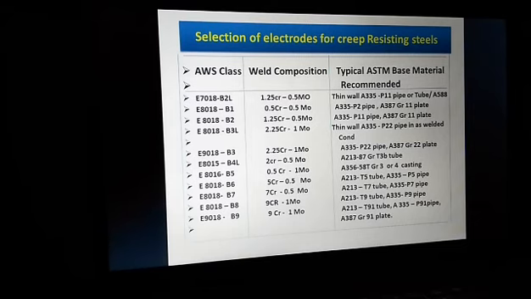Selection of electrode for creep resistant steel. E7018B2L, the weld composition 1.25 chrome, half moly, for thin wall A335 P11 pipe or tube.